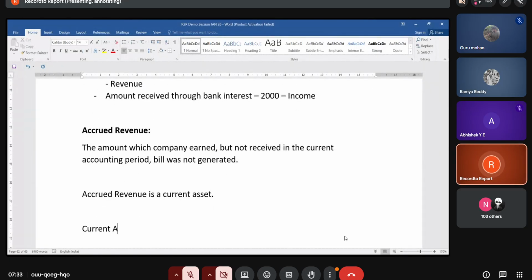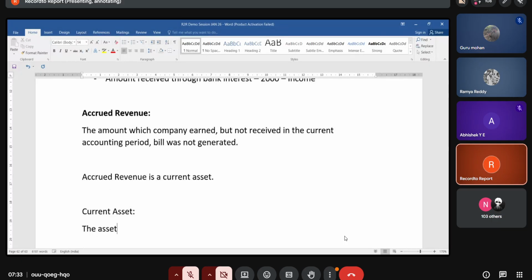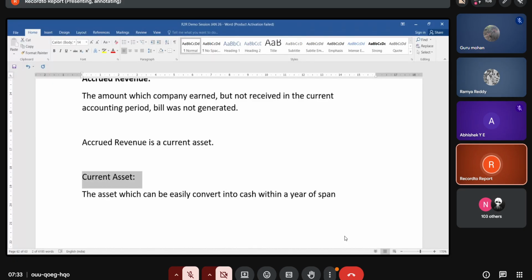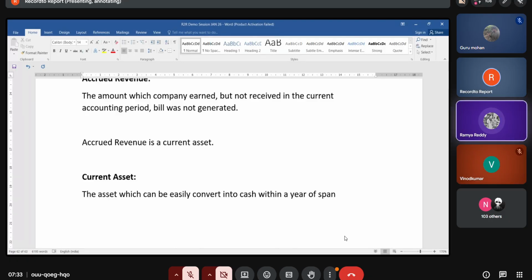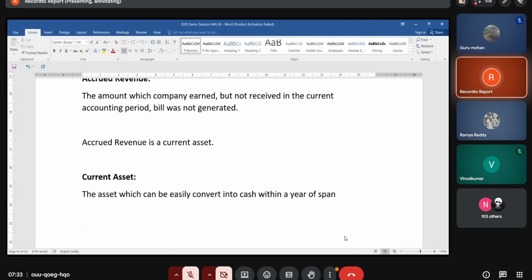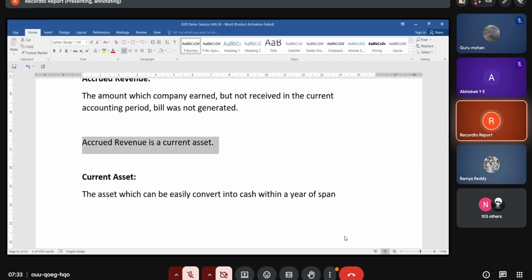So what is the meaning of current asset? The assets which can be easily converted into cash within a year of span. Okay. See, here we are treating accrued revenue as a current asset. As I told you, we are not receiving the money in the next month. Will this money be received within a year or after 1 year, guys? It will be received within a year. That is the reason accrued revenue will be treated as a current asset.